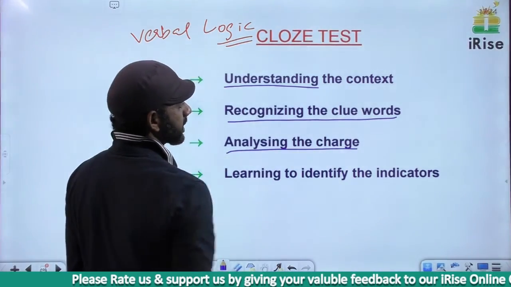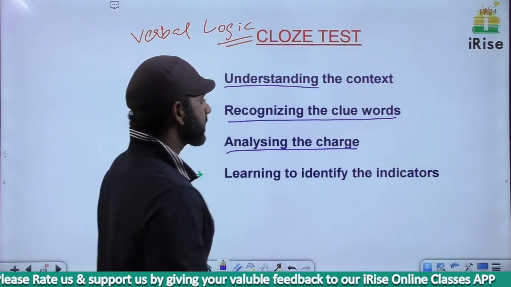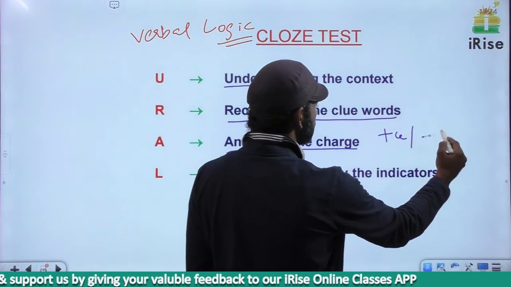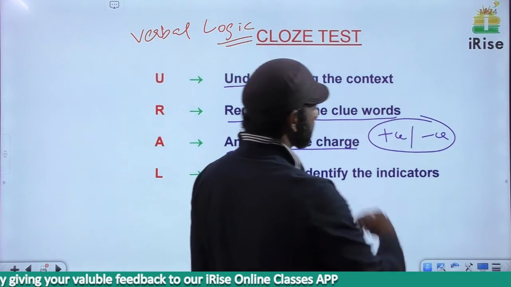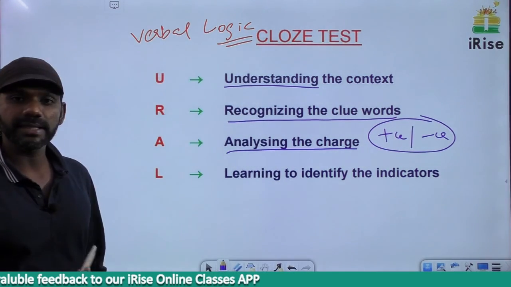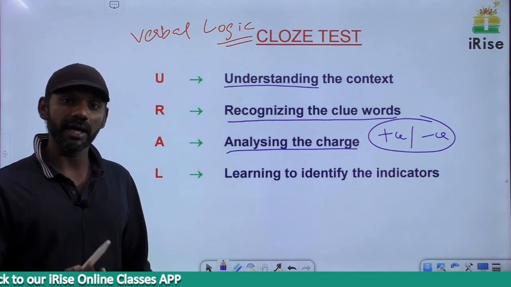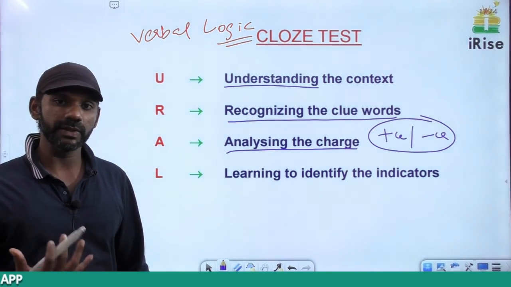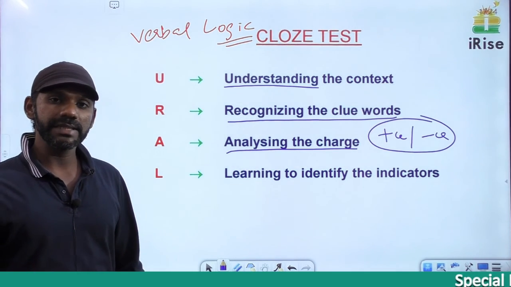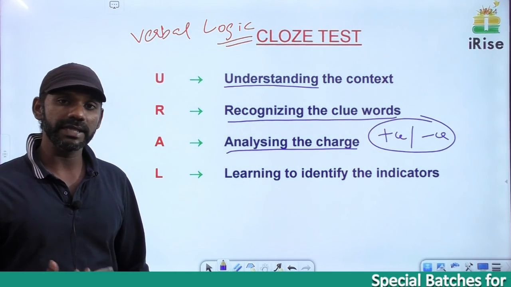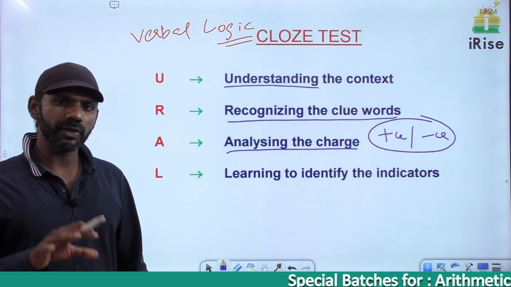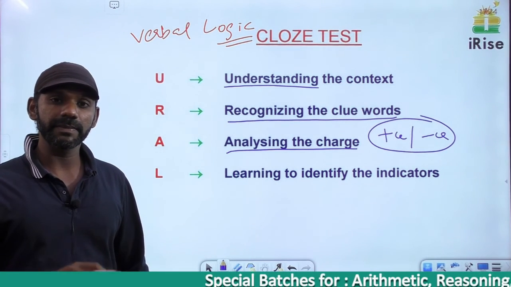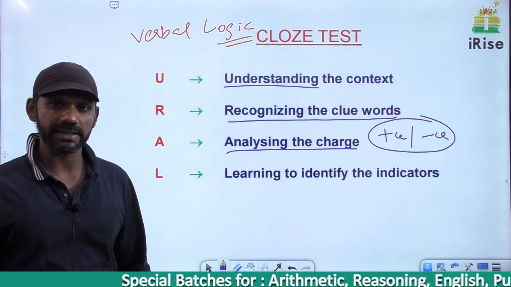A stands for analyzing the charge. Analyzing the charge, in a sense, means whether the sentence carries a positive charge or a negative charge. Based on the words given in the sentence, you can identify the charge of a sentence. If the author uses positive words, the charge will surely be positive. If the author uses negative words, the charge will surely be negative. So based on the words given in a sentence, you must be able to identify the charge of the sentence.